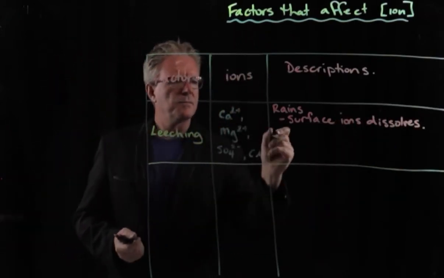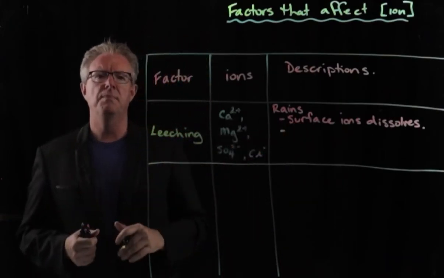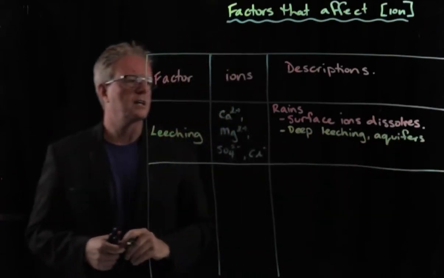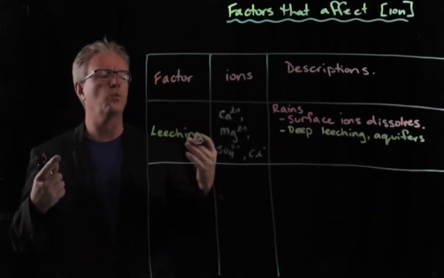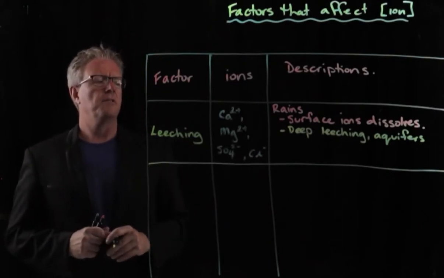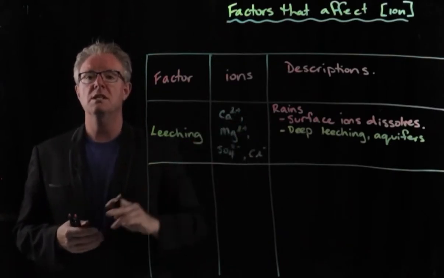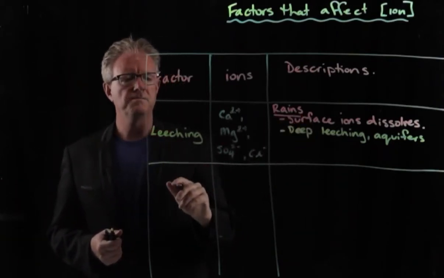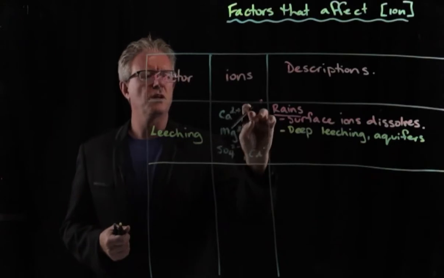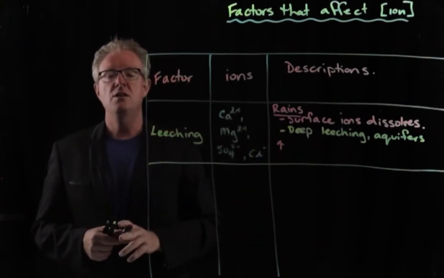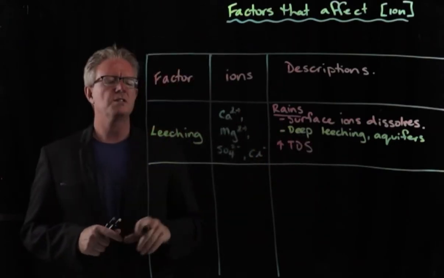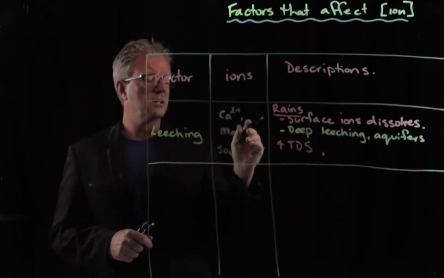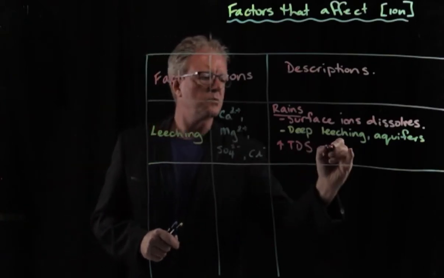Then if you get deeper penetration of rain into the soil, so if you get deep leaching into the soil or the water enters aquifers, then you're going to get a lot more minerals in your water that gets to the water body. Okay, so what does that mean? Well, it means if you get a lot more of these, you get an increase in your total dissolved solids, right? So you're going to get an increase in total dissolved solids. You're also going to get an increase in turbidity as well.